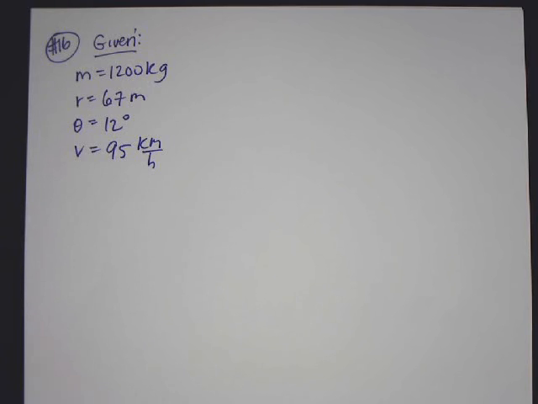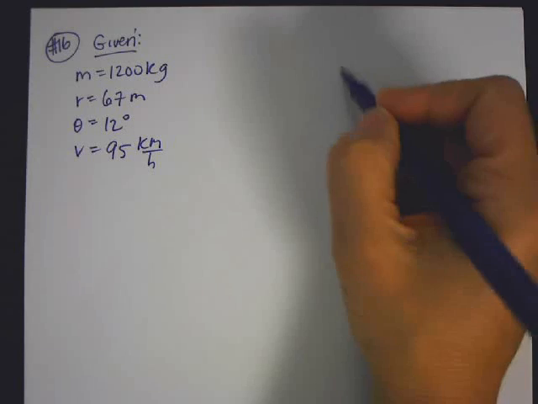So we have to solve for F of F. Sorry about that. All right, where do we start? Well, we start with our free body diagram. So this is my car.